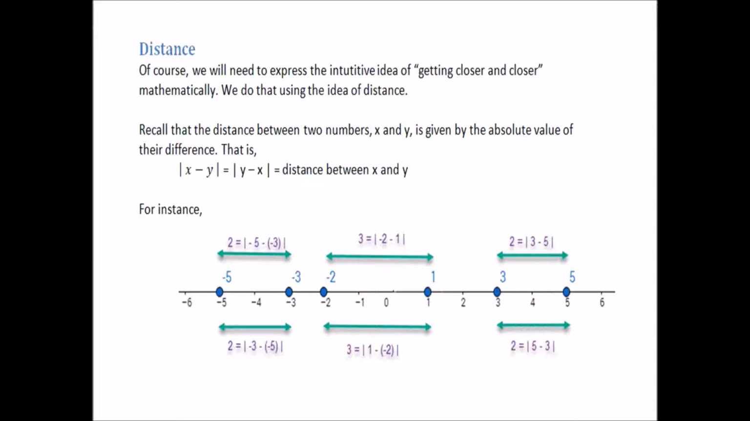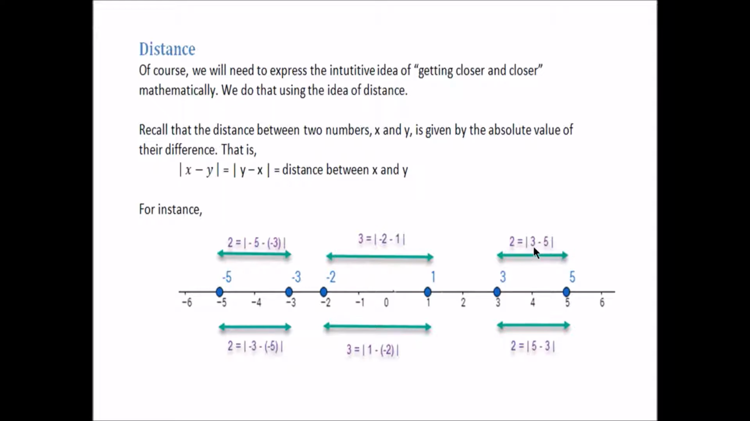Now, of course, we need to express the intuitive idea of getting closer and closer mathematically. And we do that using distance. You'll recall that the distance between two numbers is given by the absolute value of their difference. So if we want to know the distance from X to Y, or from Y to X, the order doesn't matter, we just take the absolute value of X minus Y, or equivalently, the absolute value of Y minus X. So here are some examples.